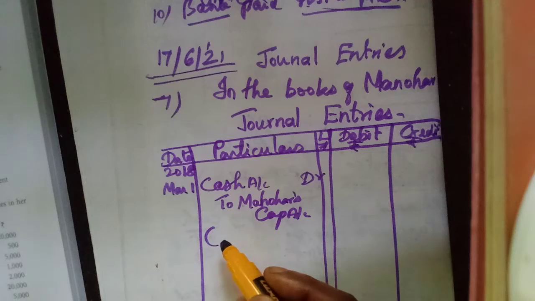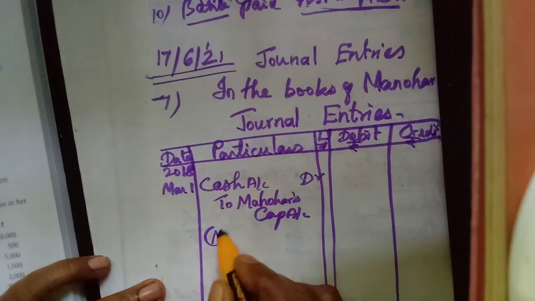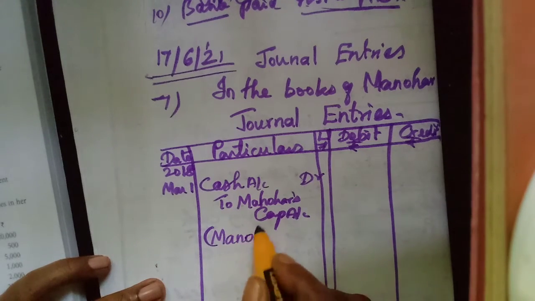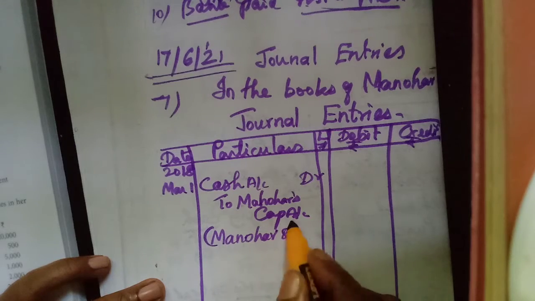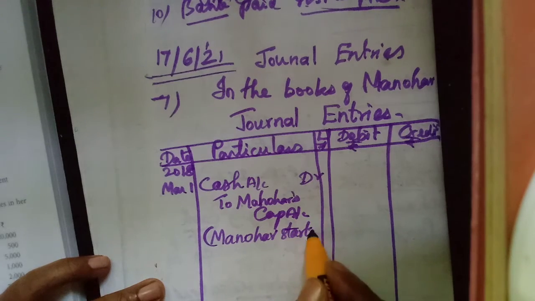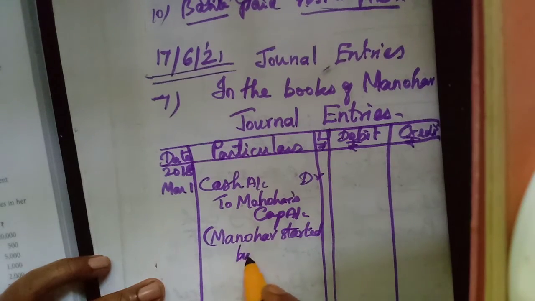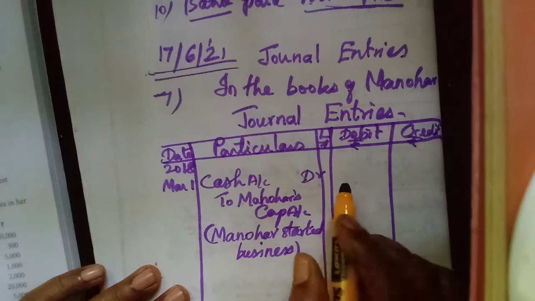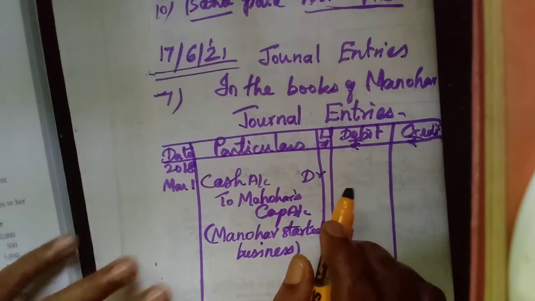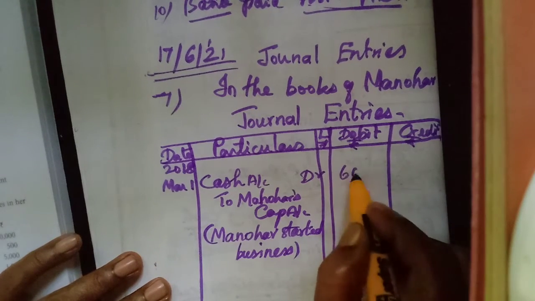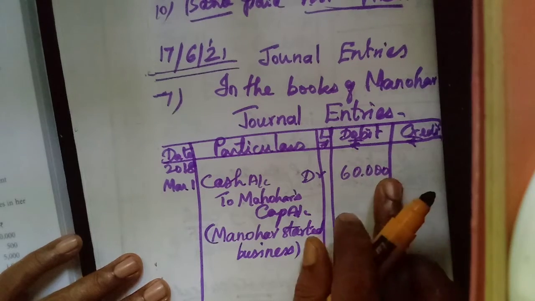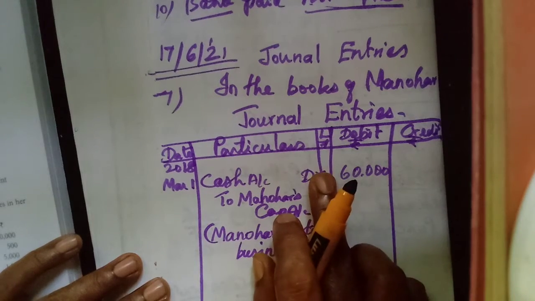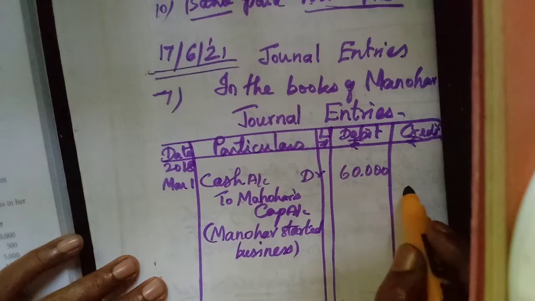Bracket, Manohar started business. That is the narration. You will have more space in the particulars column. Okay. Then amount 60,000. Here on the right side you have to start. Here you should leave a little space.